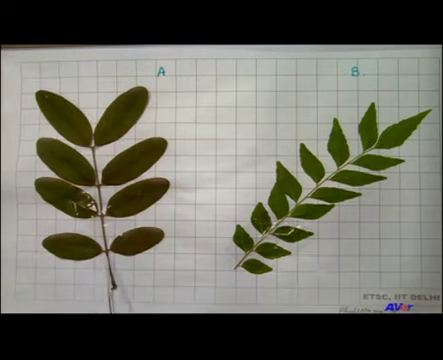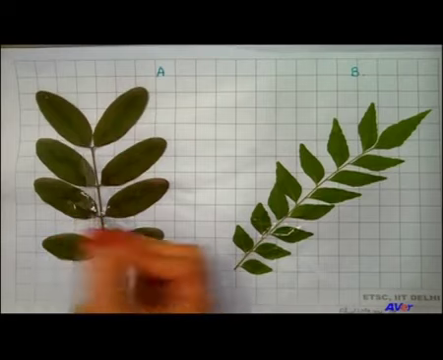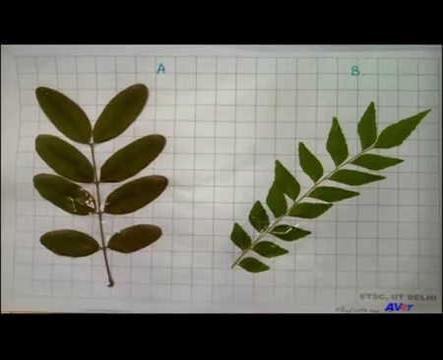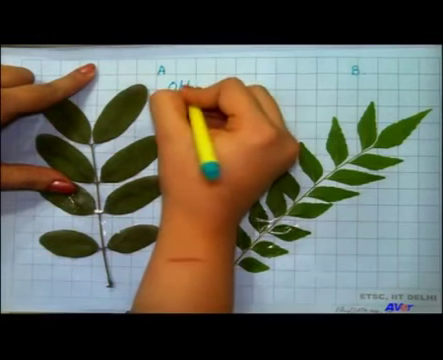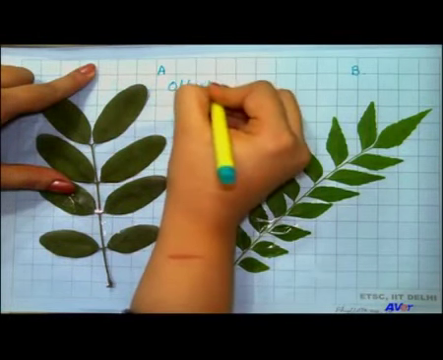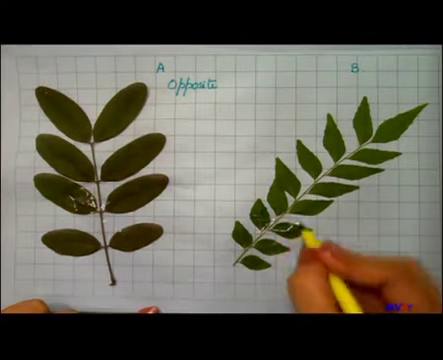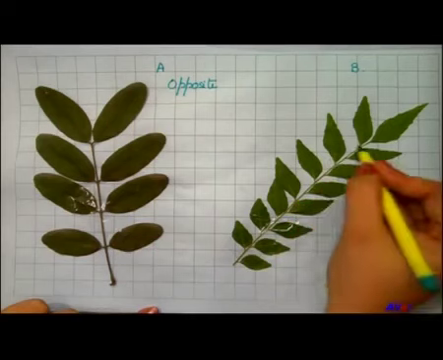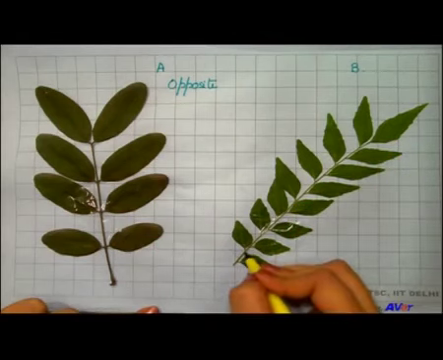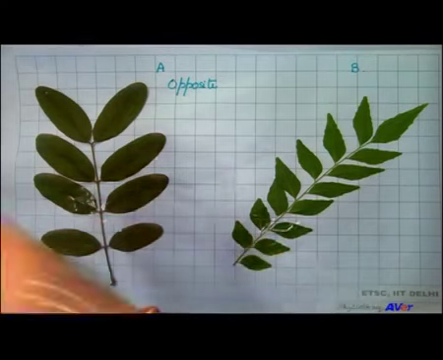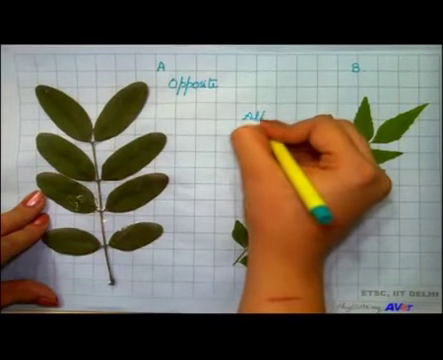Here you can see the leaves are arising just opposite to each other at the same node. So, this is opposite phyllotaxy. And here you can see that leaflets are arising in a zigzag manner, not on the same node. One arises at one node and then the other arises at a later node. This phyllotaxy is alternate.